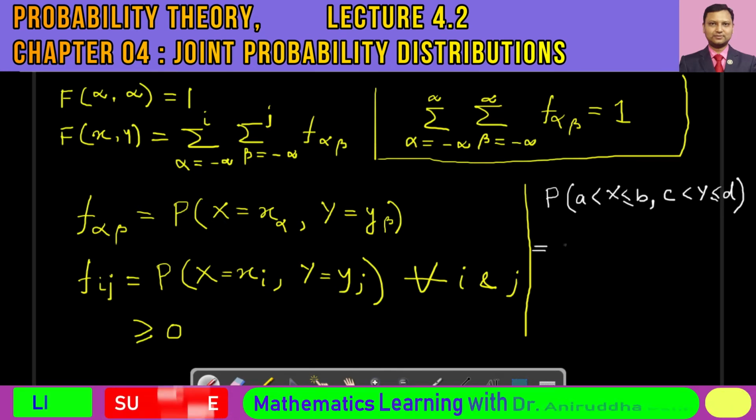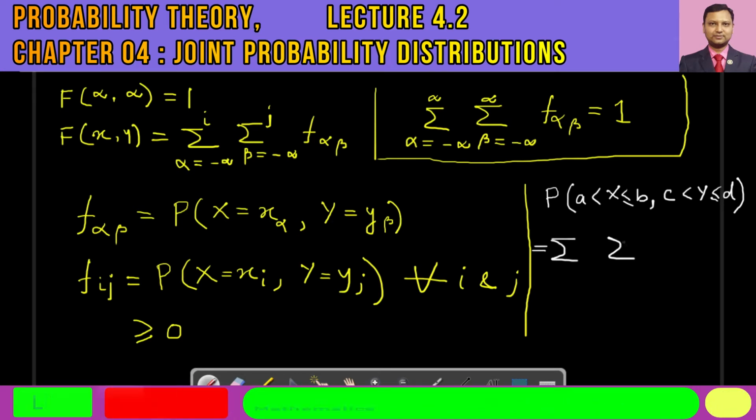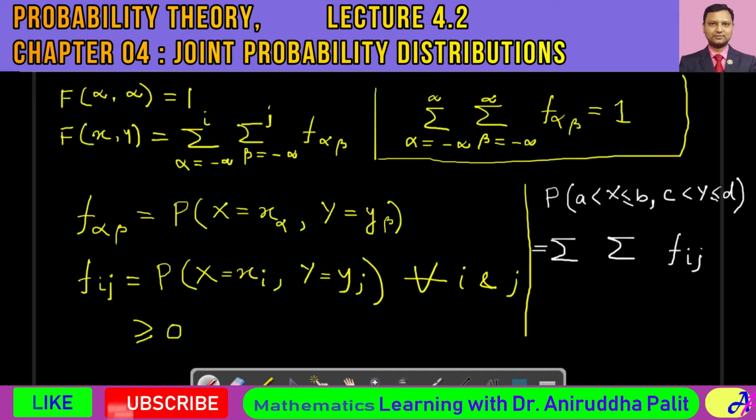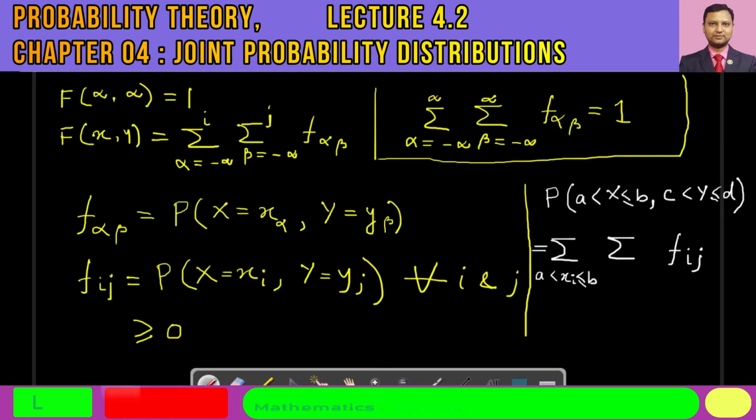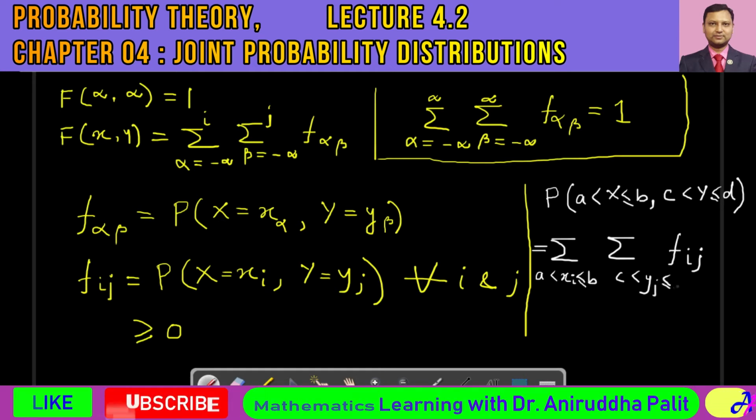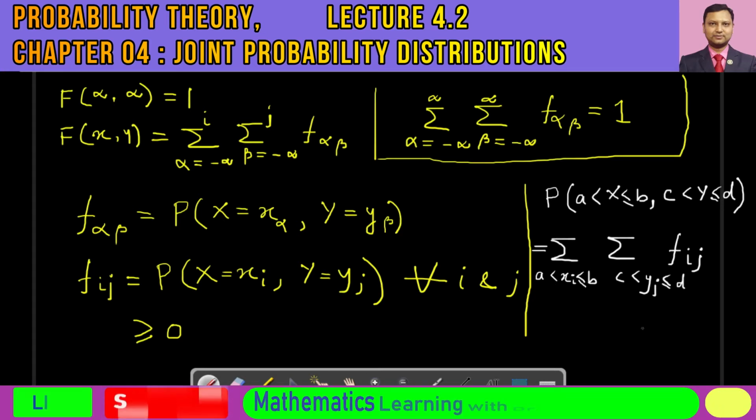would be equal to the double summation of expressions like f ij, where the corresponding xi will lie within this kind of interval. That means a less than xi less than or equal to b, and c less than yj less than or equal to d. So over here this kind of result would also be true. So these are some results related to discrete random variables, or the discrete probability distribution.